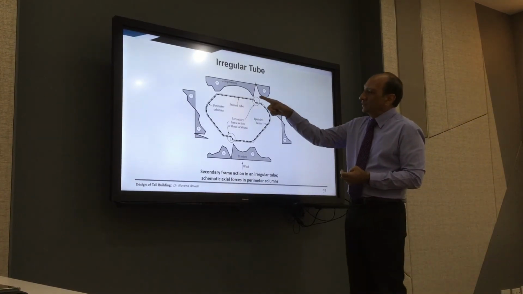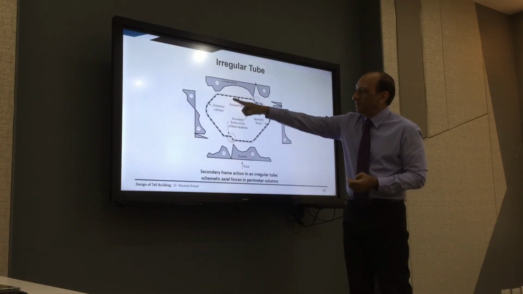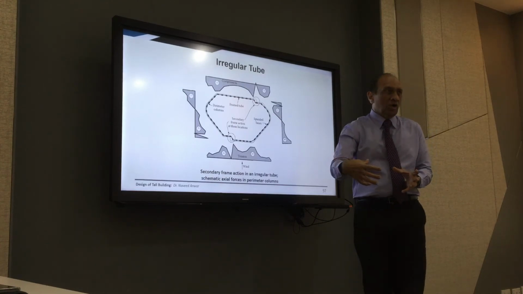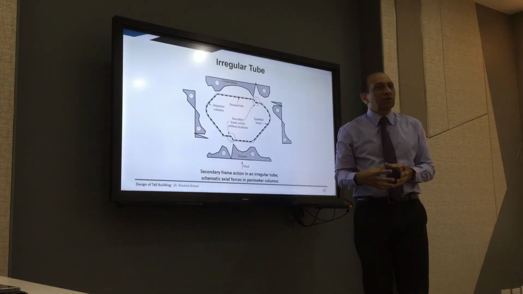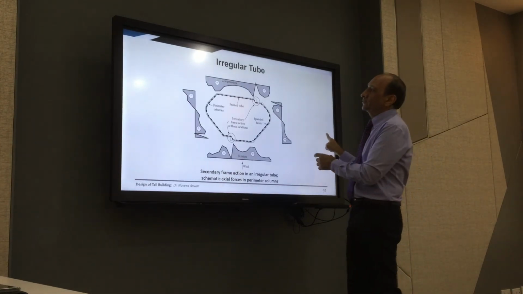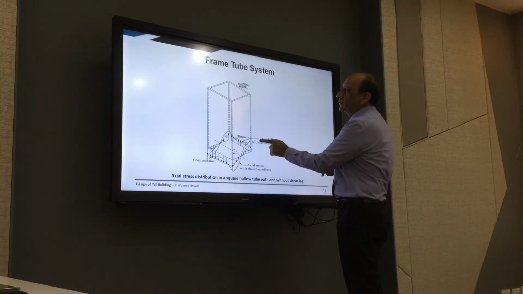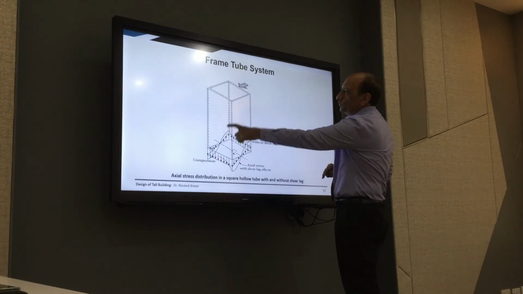And a tube can be of any shape, any cross section. This whole building becomes a cantilever with a tubular cross section, just like this one. So if you can go back, this one is like a tube.